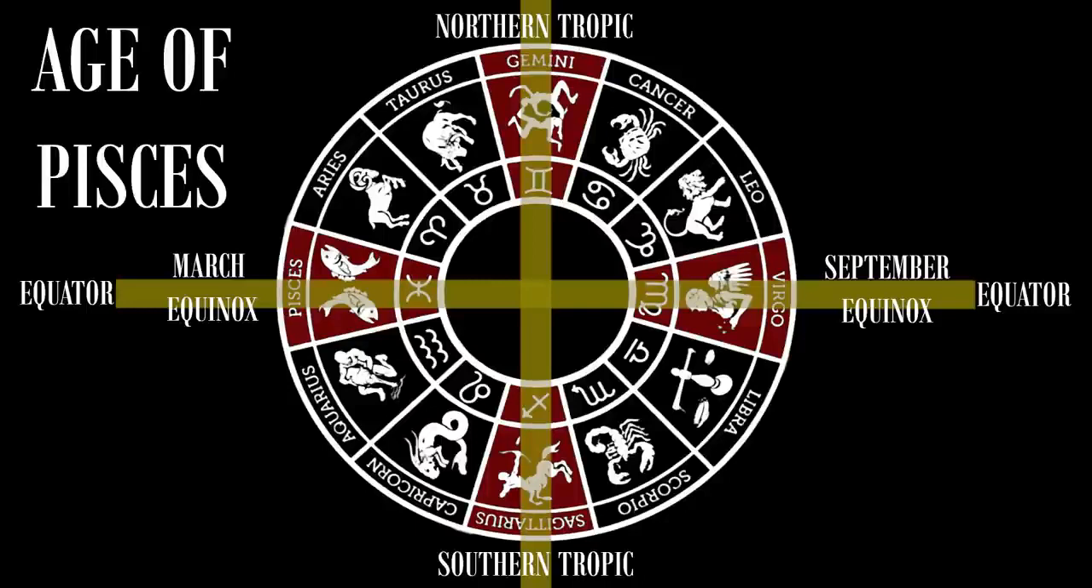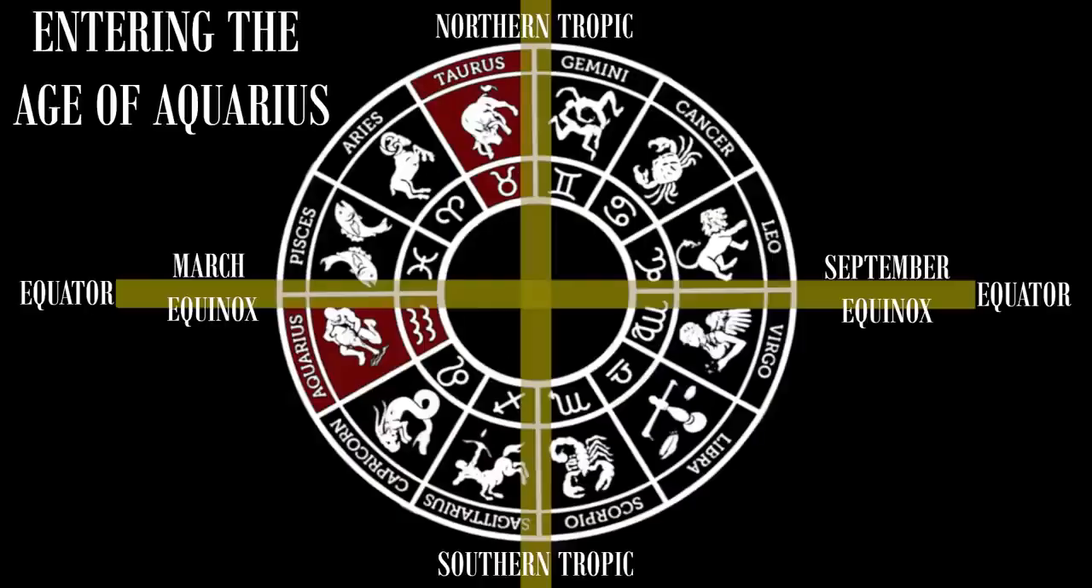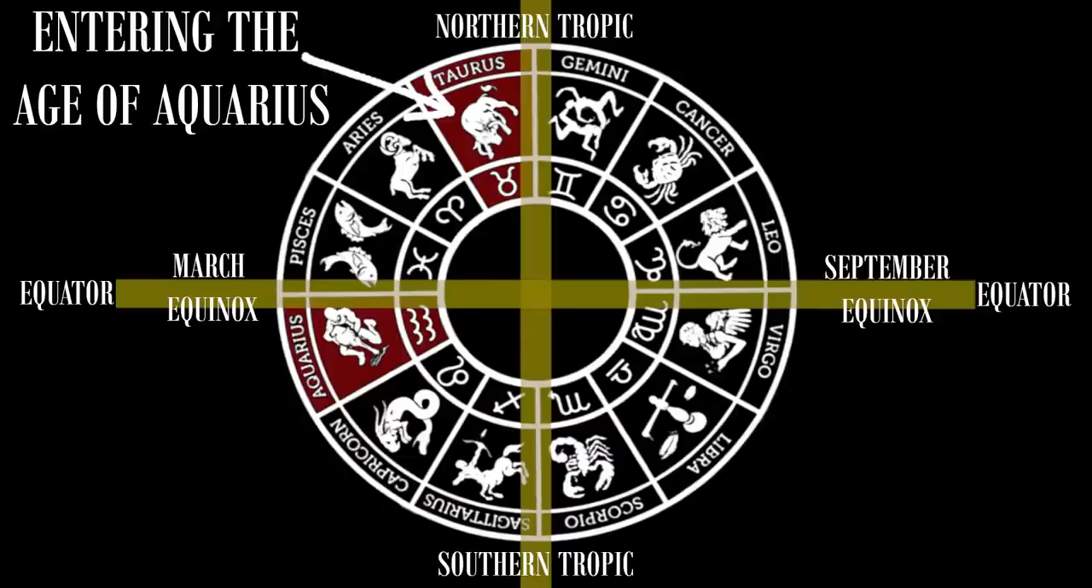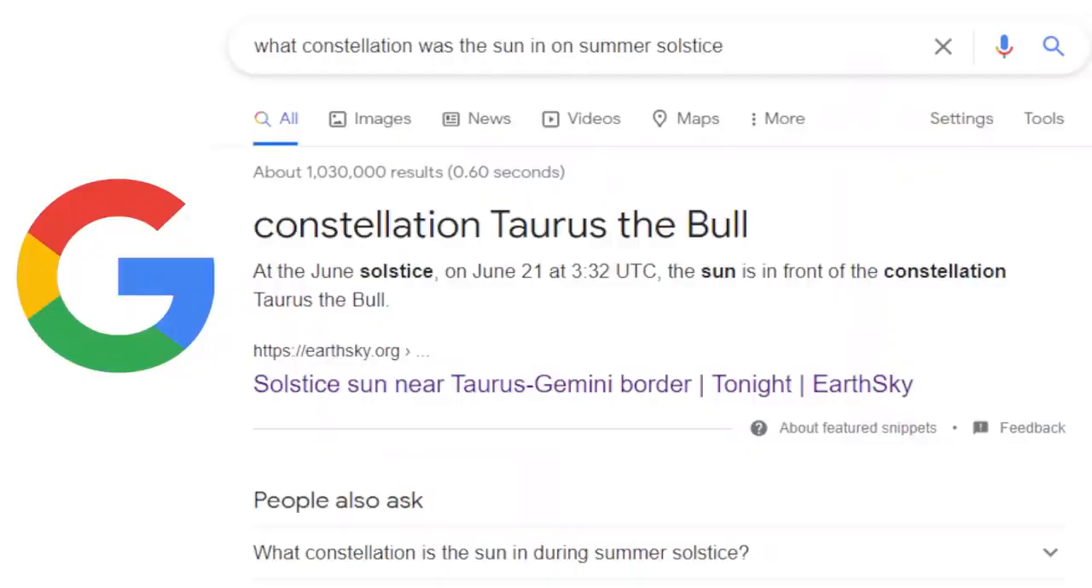Remember, an age lasts for roughly 2,160 years. And we are now on the cusp of entering into the age of Aquarius. In June 2020, during the solstice, the sun entered the border of Taurus, and therefore the transition has already begun. And Google will tell you this yourself if you search.